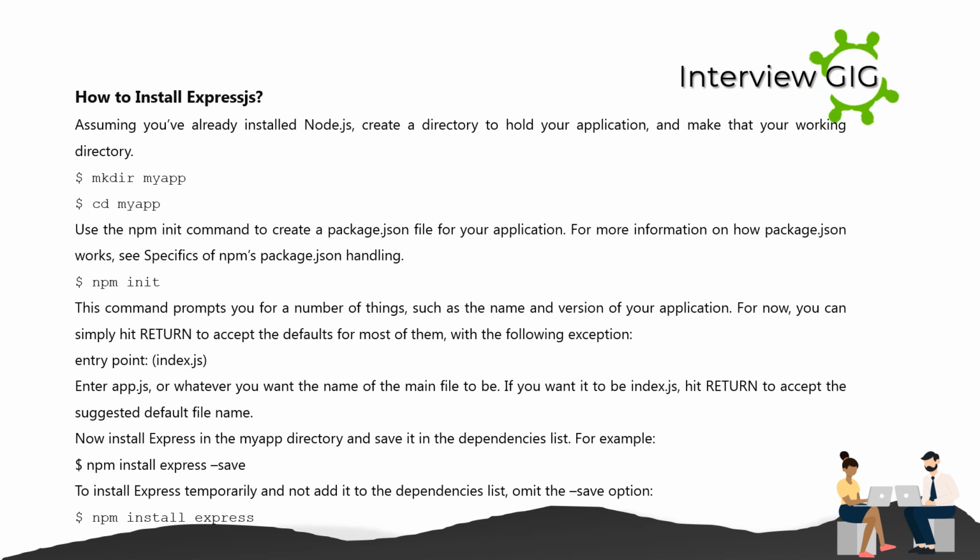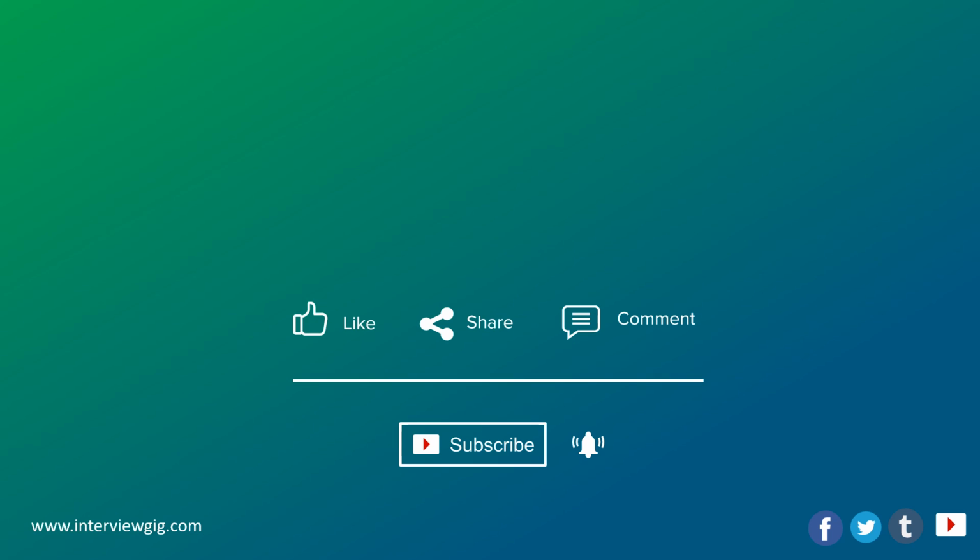Now install Express in the myapp directory and save it in the dependencies list. For example, $ npm install express --save. To install Express temporarily and not add it to the dependencies list, omit the --save option. $ npm install express.